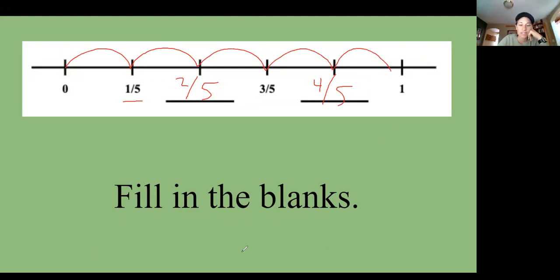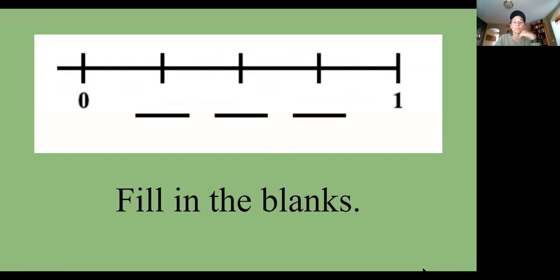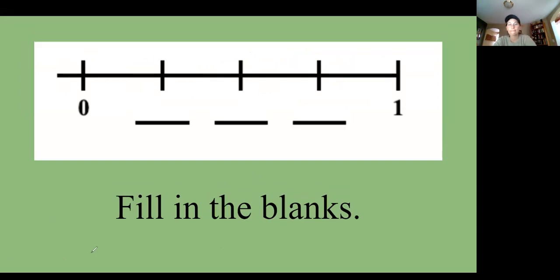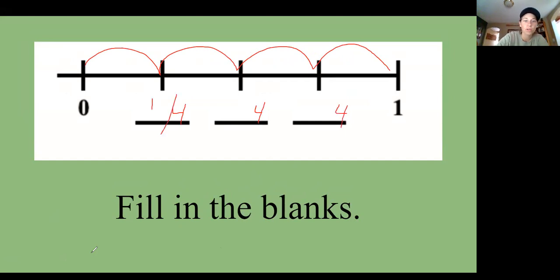Okay, this next one that we're going to do, you are going to have to figure out what goes in those blanks. So pause this video, see if you can figure it out, and then I will show you the answer. All right, hopefully you did 1, 2, 3, 4, which means the bottom number is 4. Bottom number is 4, which means this is 1/4, 2/4, 3/4.